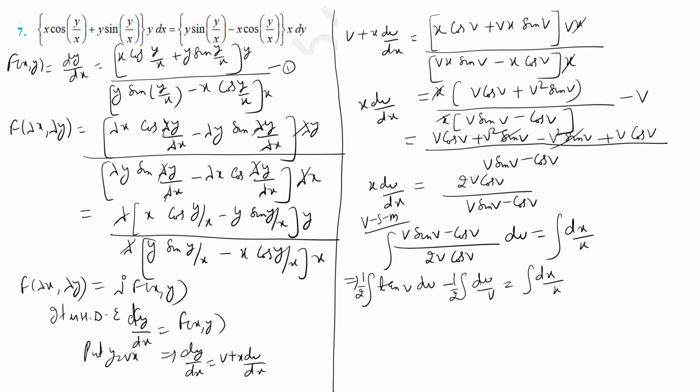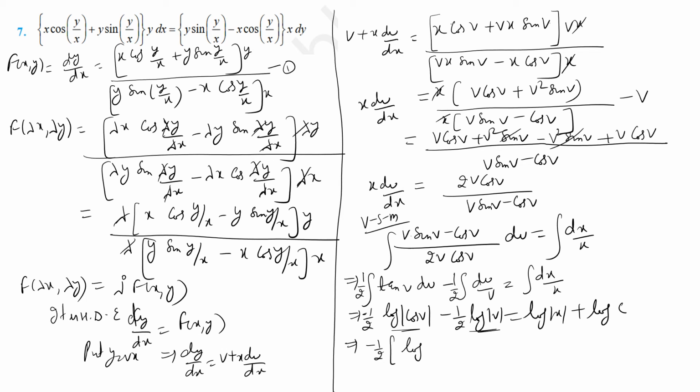So let us simplify now. This is half integration of tan v, which is minus log mod cos v, minus half log mod v, is equal to log mod x, and when everything is coming out in log, we will take the constant also of log. So take the negative signs common, so this will become log cos v and this is log v, and plus sign will be there, so we can write log of v cos v, and this is log of xc.